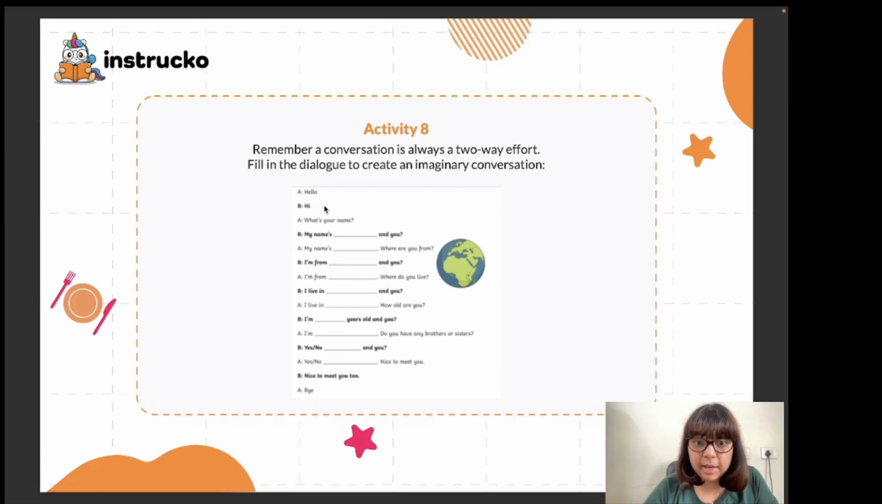Hello. Hi. What is your name? My name is Adele. And you? My name is Ria. Where are you from? I'm from Bombay. And you? I'm from Goa. Where do you live? How old are you? I'm 10 years old. I'm a single child. Do you have any brothers and sisters? No, I don't. It was really nice to meet you. And nice to meet you too. Bye bye.